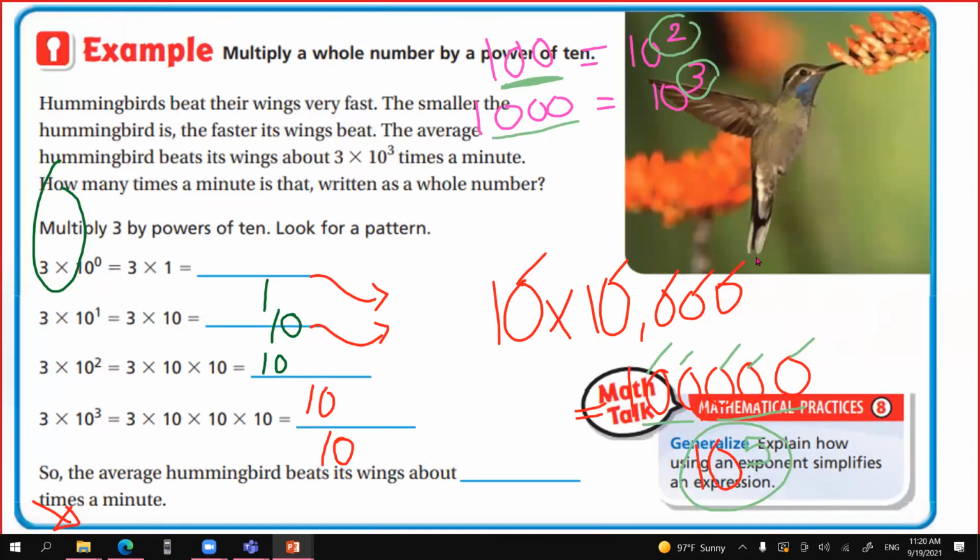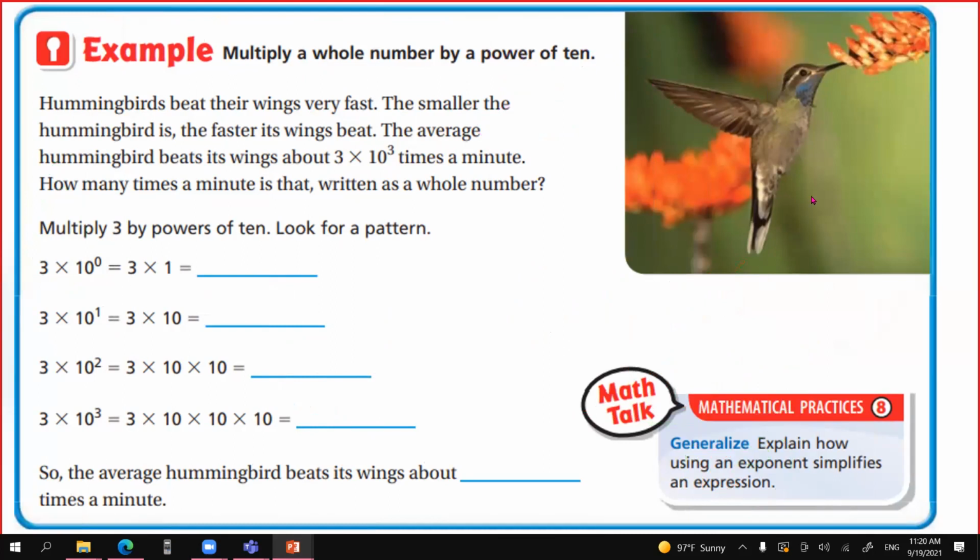Okay. Now let's learn how we can multiply a whole number by a power of 10. Hummingbirds beat their wings very fast. The smaller the hummingbird is, the faster its wings beat. The average hummingbird beats its wings about 3 times 10 to the power 3 times a minute, or 3 times the third power of 10. How can I find this number? Let's find it here.